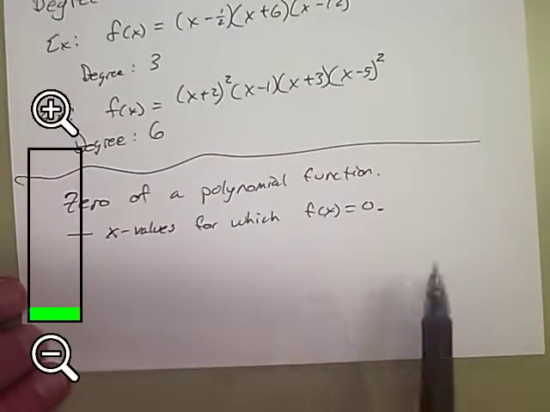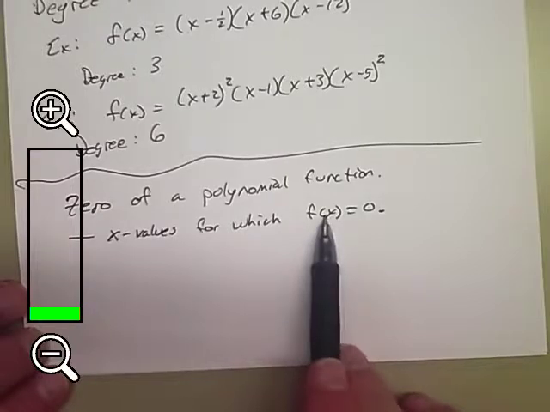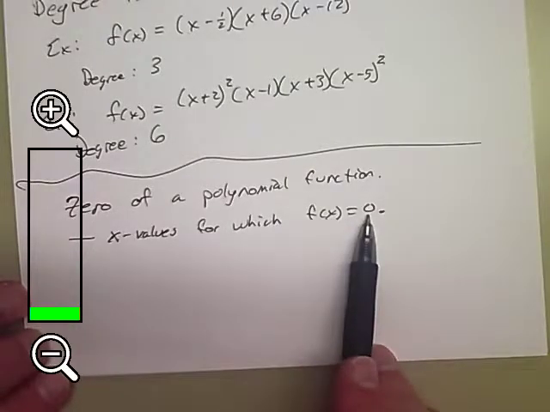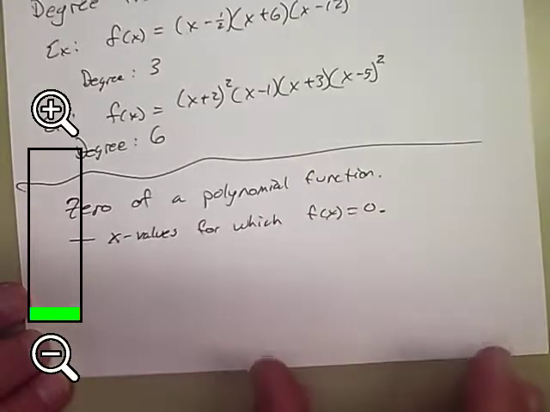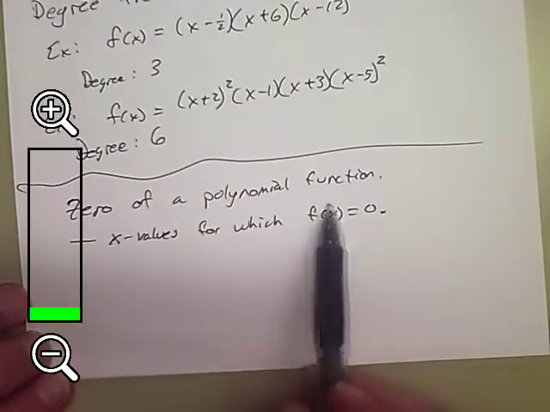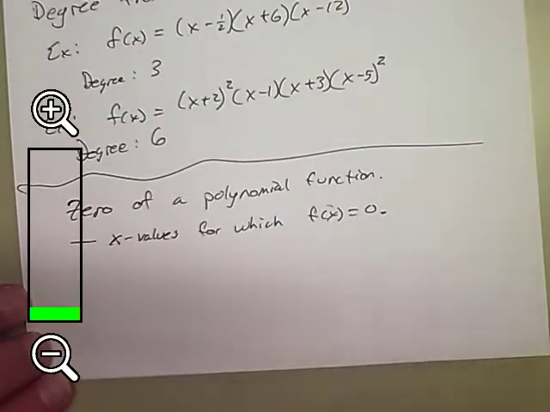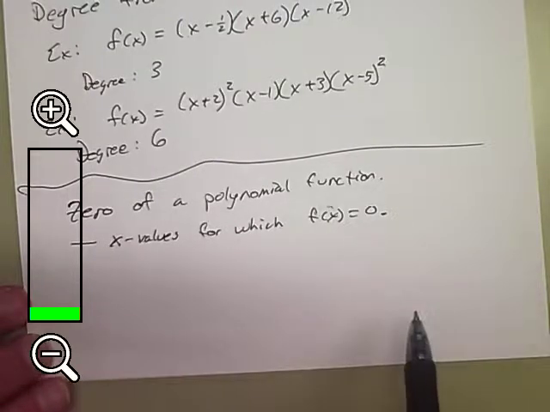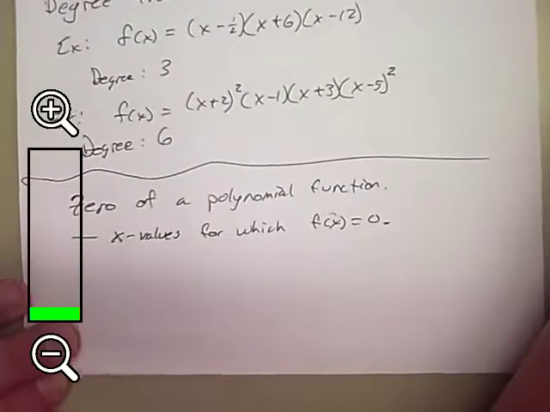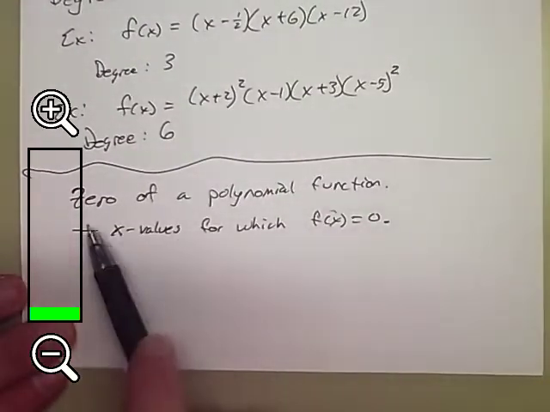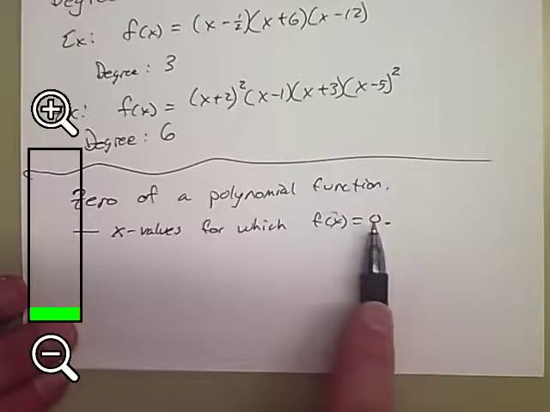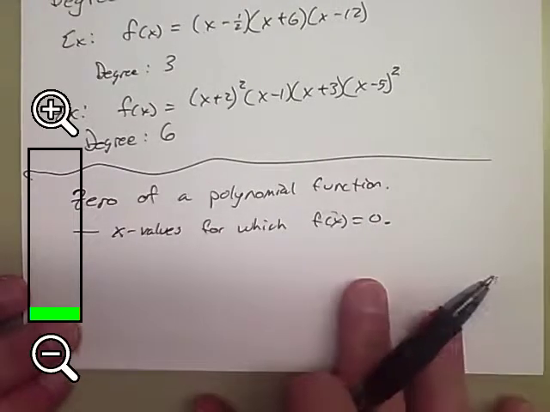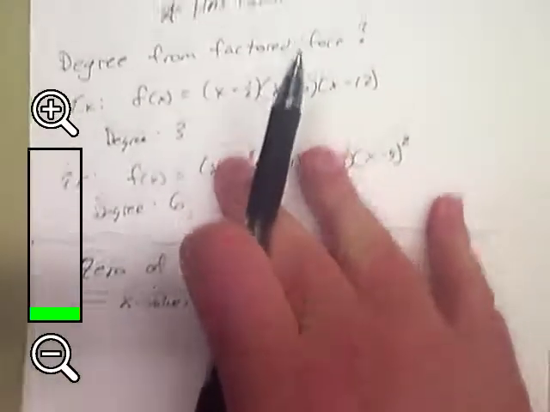And that's it. So I'm going to replace f of x with 0 and then solve the polynomial to find the x values that make the y value 0. Those are called the zeros of a polynomial function. So you're going to hear me use the word zeros quite a bit. And every time I say, well, what's the zero of this polynomial function? Just remember that's when f of x equals 0. Okay? Now let's practice a couple of these.